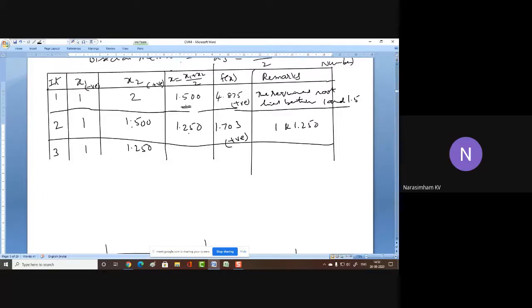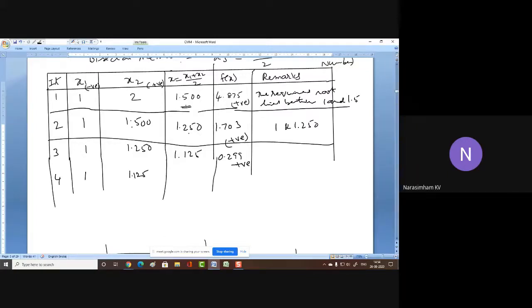Okay. Now again, find the mean of these two. First value is 1. Second value is 1.250. 1.125. Now substitute 1.125 in the function. Then what happen? You will get 0.299, again positive. Whenever this is positive, write 1.125 in positive column. Suppose if it is negative, write in the negative column.